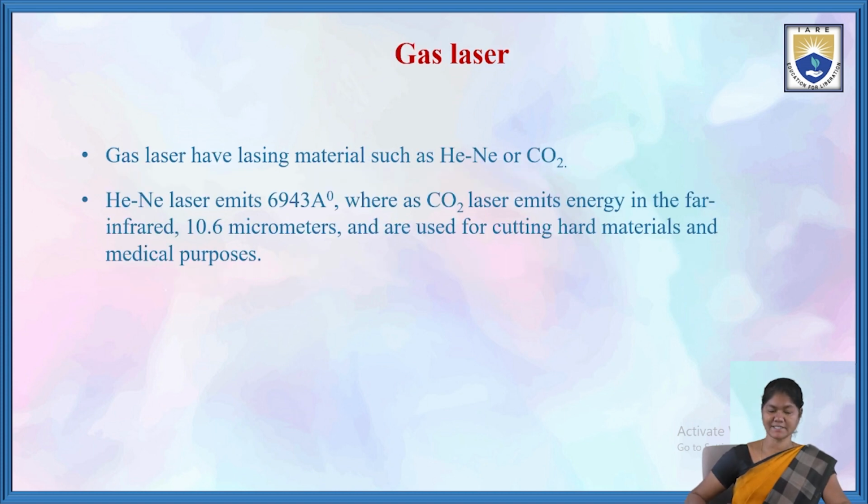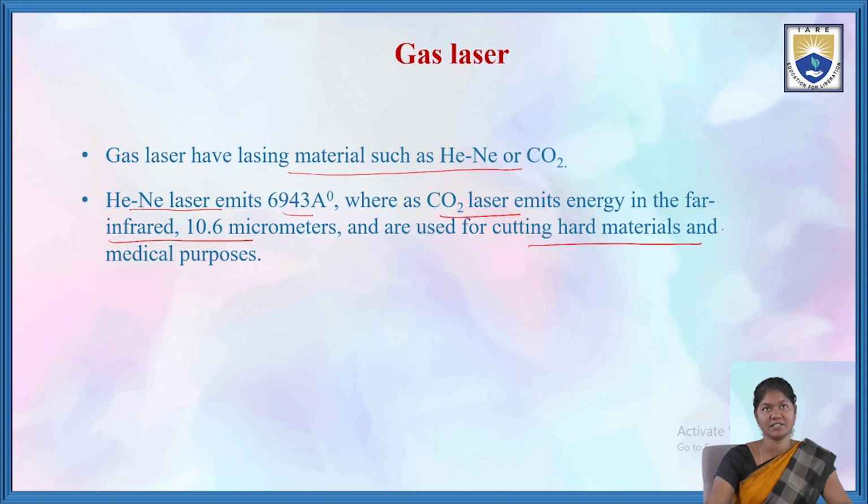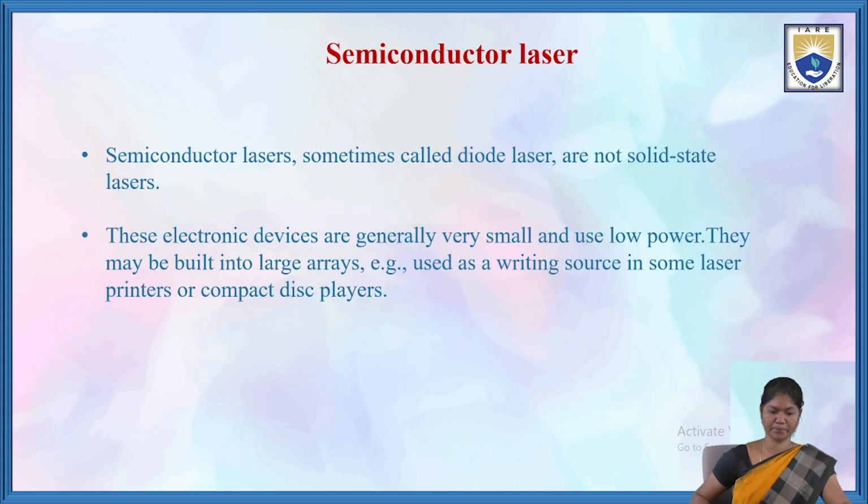Then coming to the gas lasers, they have lasing materials such as helium neon or CO2, carbon dioxide. Here, the helium neon laser emits 6,943 angstroms, whereas the CO2 laser emits energy in the far infrared, 10.6 micrometers, and is used for cutting hard materials and medical purposes. We use this type of lasers.